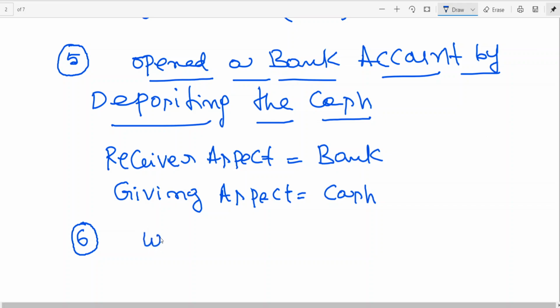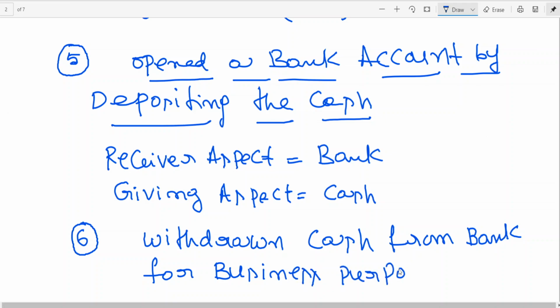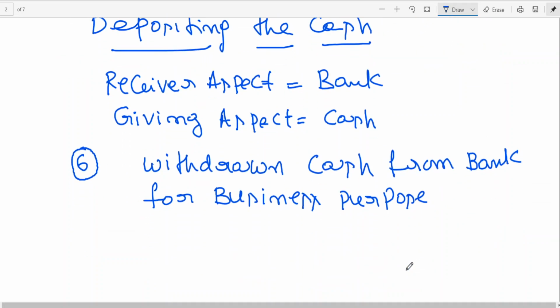Now, withdrawn cash from bank for business purpose. See, whenever you open an account, you may be withdrawing the amount from the bank for business purpose. Withdrawn cash from bank for business purpose. You have withdrawn some money from the bank. For what purpose, my dear friends? Business purpose. That means I need to make money payment.